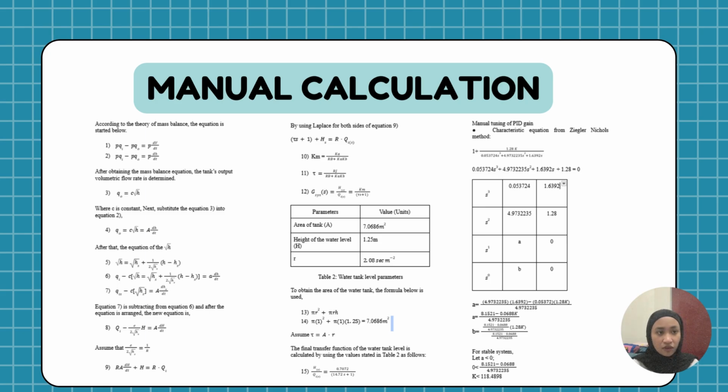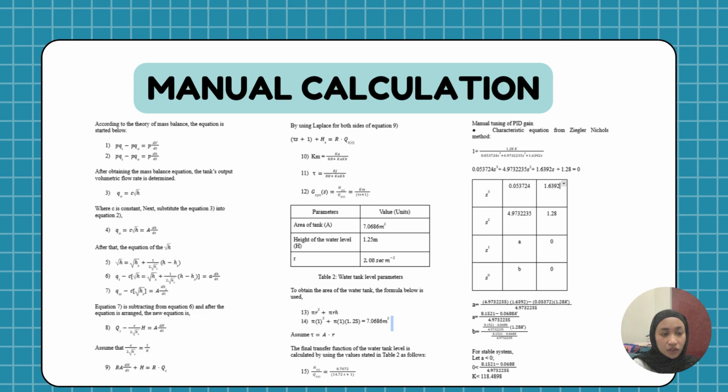Next, we have to find the value of tau. The formula of tau is RJ divided by Rb plus Ka multiplied by Kb. So we have to do the sum and we will get the value of R. The value of R from the table is 2.08 second per meter square, the area of the tank is 7.0686 meter square, and the height of the water level is 1.25 meter.